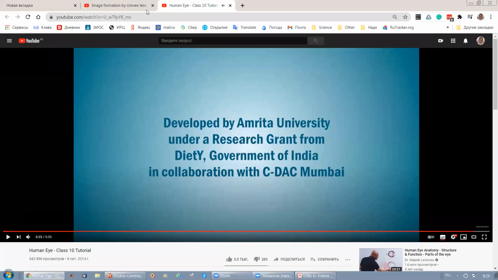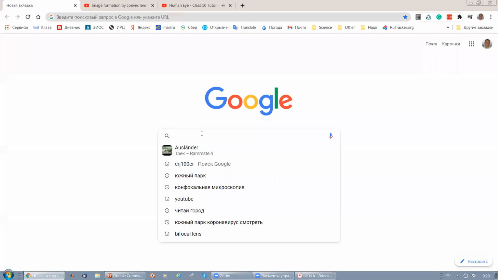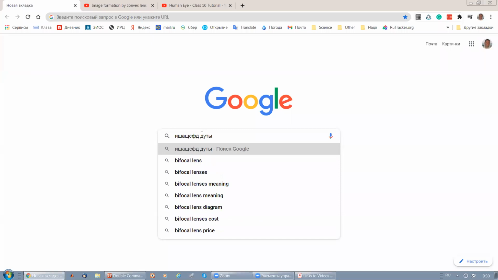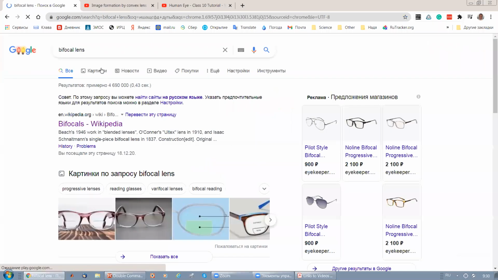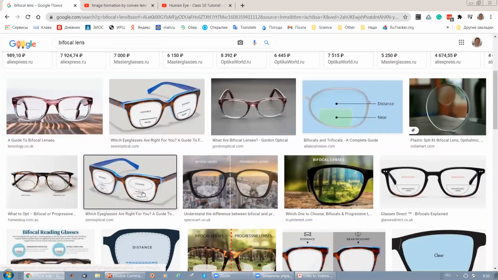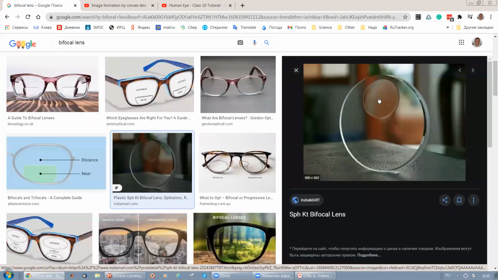Let's stop it and let me show you bifocal lens, for example. You can see that glasses with bifocal lens look like that. It actually contains two lenses, the big one and a smaller one attached to it, which usually allows the vision of nearby objects.